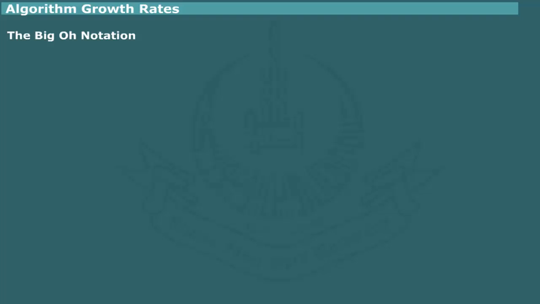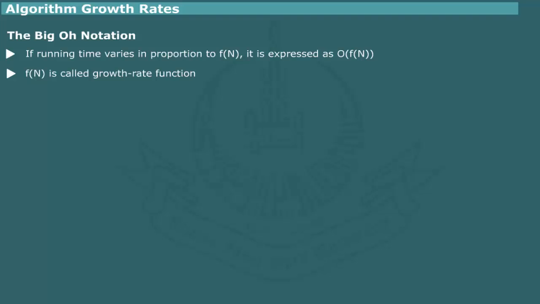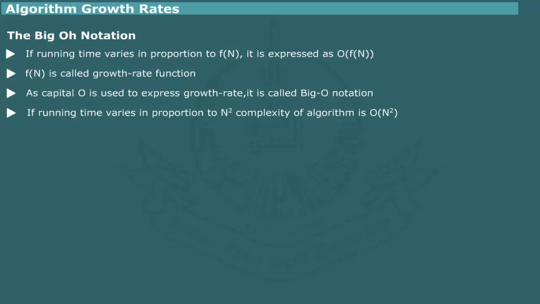The big O notation. If the runtime of an algorithm varies in proportion to the function f(n), the algorithm is said to be of order f(n). In short notation, this is expressed as O(f(n)). The function f(n) is called the growth rate function or complexity of the algorithm. Because capital O is used to express the growth rate, it is called big O notation. Thus, if runtime varies in direct proportion to n square, we say that the complexity of the algorithm is O(n square).